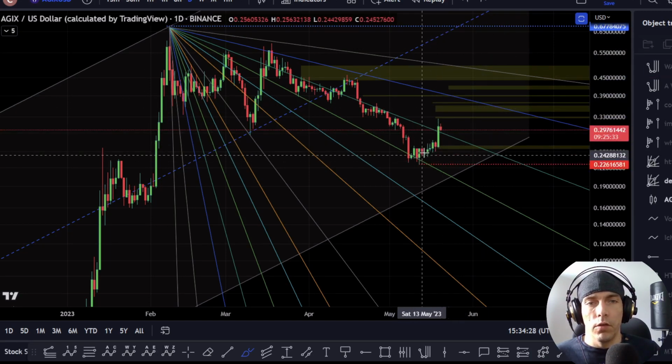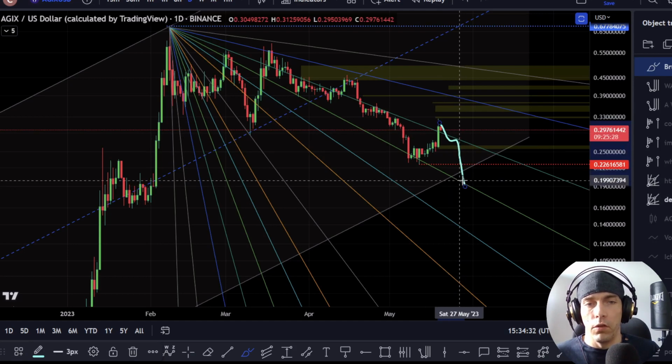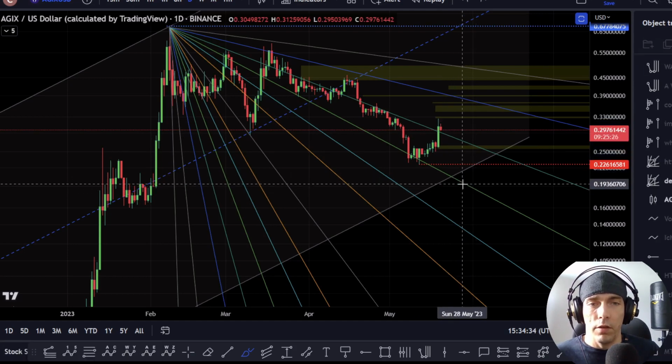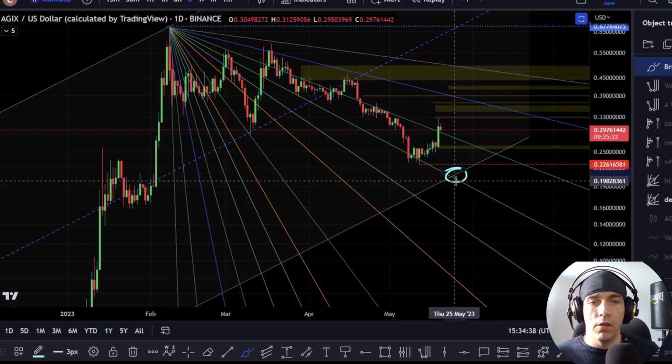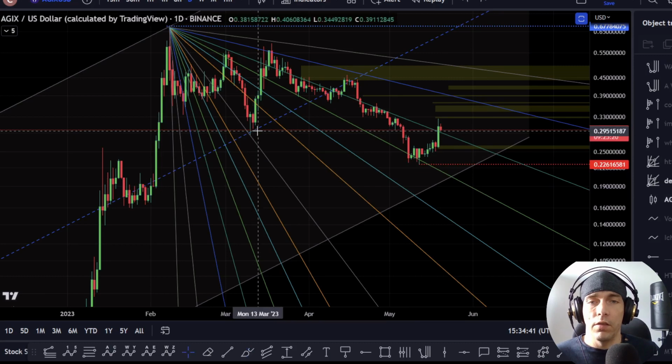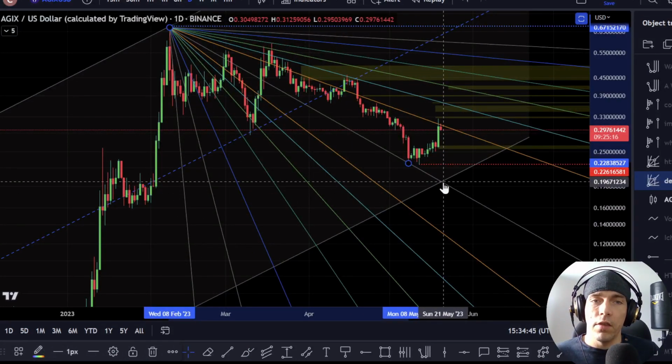Alternatively, we could also start to break down from here, face rejection off of this, and then look to continue down and possibly even find support again lower down on this green line. So there is an interesting intersection here between our channel and this line, so that is something worth keeping an eye out.